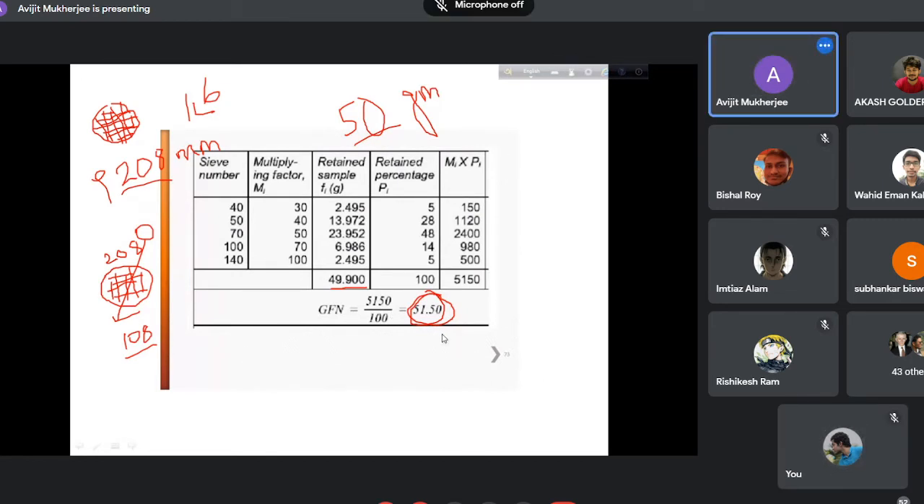Not average. What I am telling you time and again, you are making the same mistake. This is not a simple average, so you should not utter that term. This is something else. This is multiplied with some multiplying factor. Is it average? This is not the average. This is GFN.